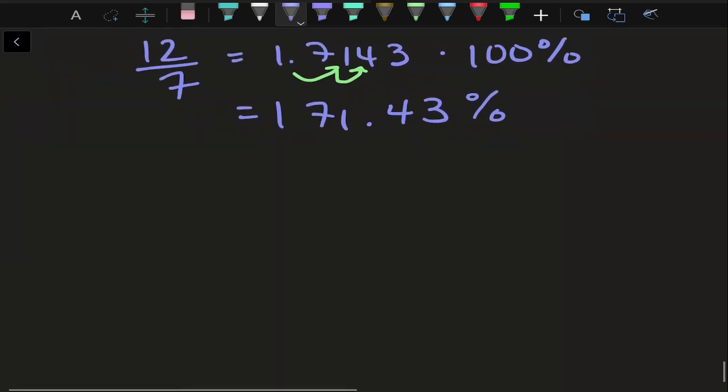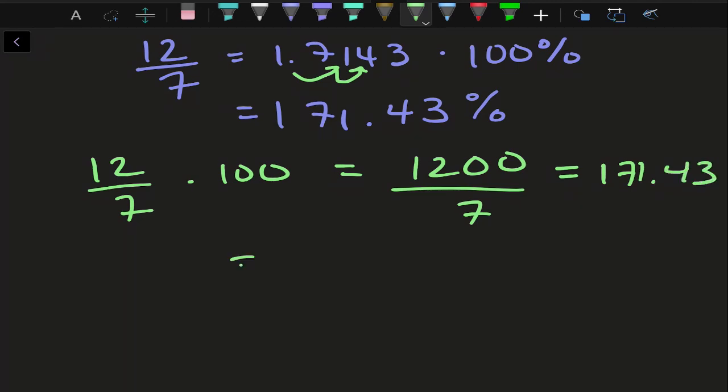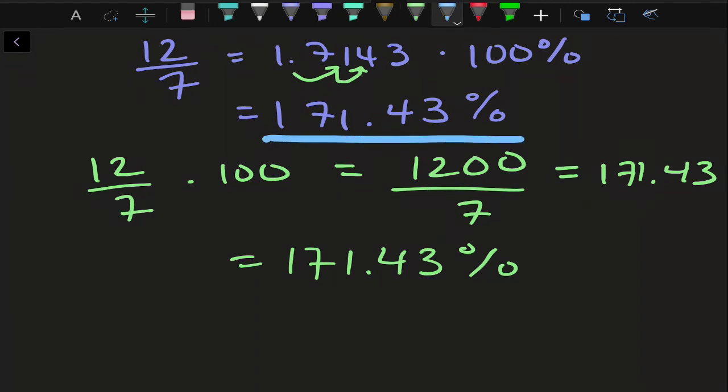Doing it the second way though, 12/7 times 100 is equal to 1200/7, which is equal to, not 6, 171.43. And lastly, we add on the percentage, and that is our answer. Again, noticing how they're both the same.